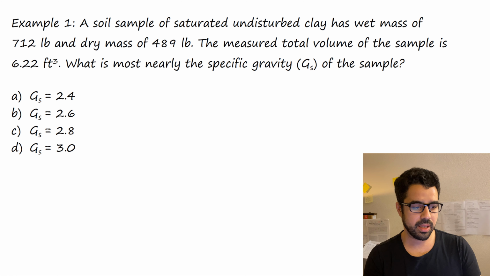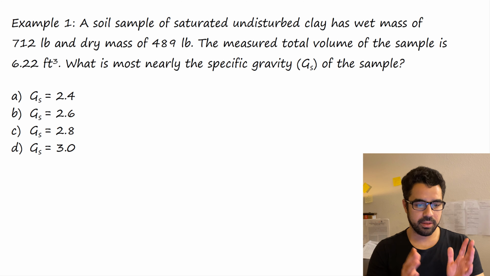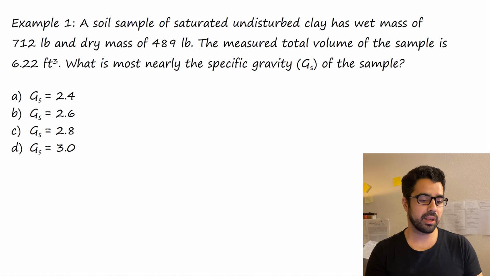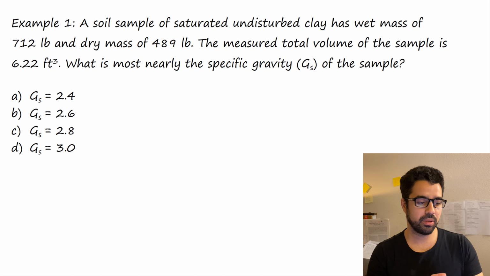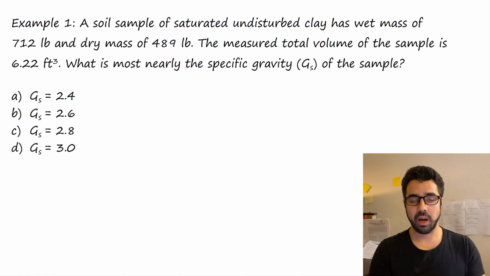First example, we have a soil sample, a saturated clay. We have the wet mass, or total mass, is 712. The dry mass is given as well, 489. And then we have the total volume, 6.22 cubic feet. And they're looking for the specific gravity of the sample.